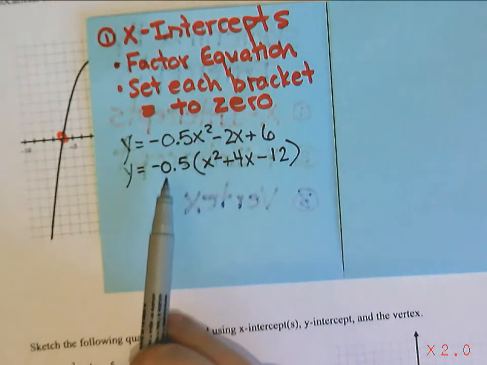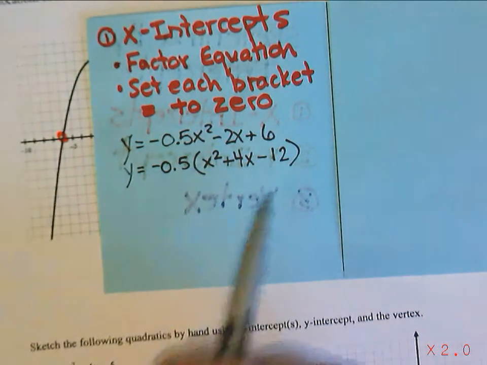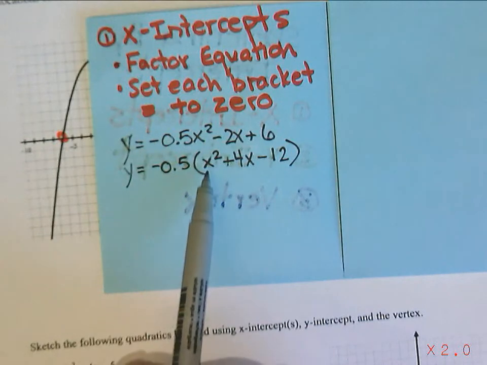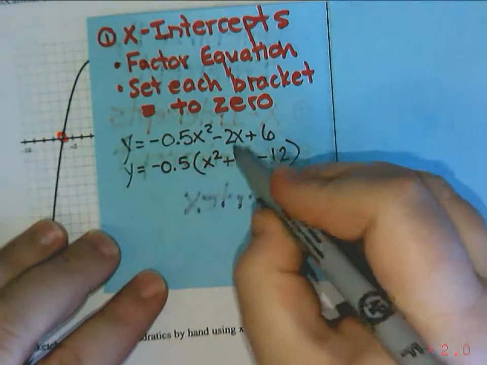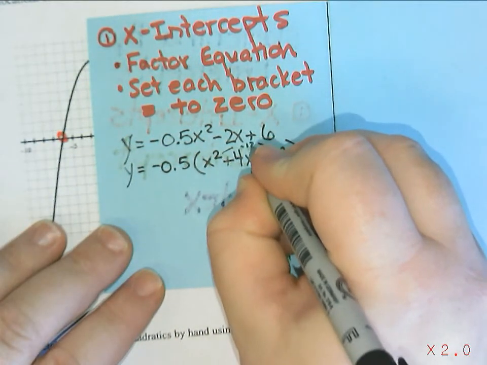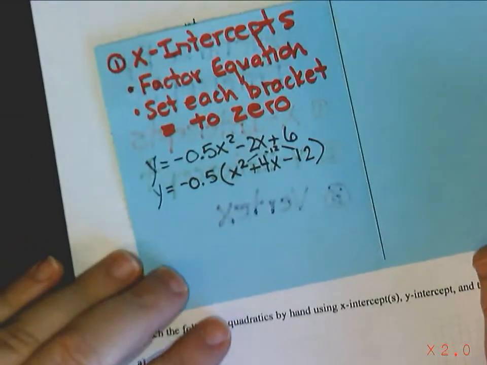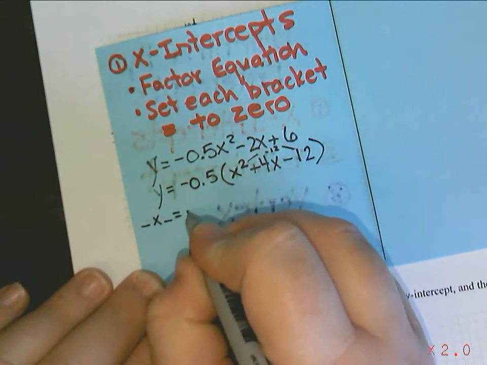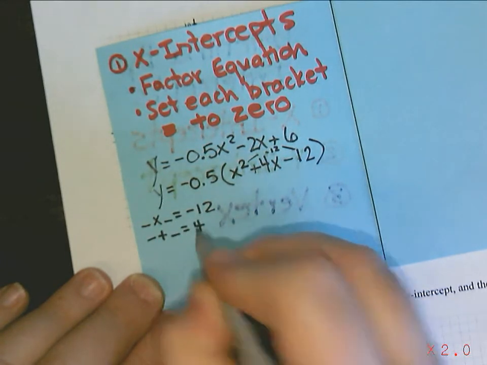Okay, so I've taken out a common factor of negative 0.5, and now I'm going to see if I can factor the trinomial that's left over. I know it's a trinomial because it has 3 terms: the square, the x, and the constant. So we're going to see what times what equals negative 12 and adds to positive 4. We're looking for two numbers that multiply to negative 12 and add to positive 4.